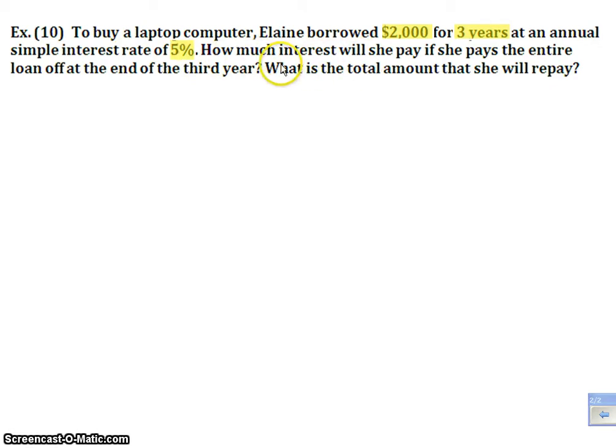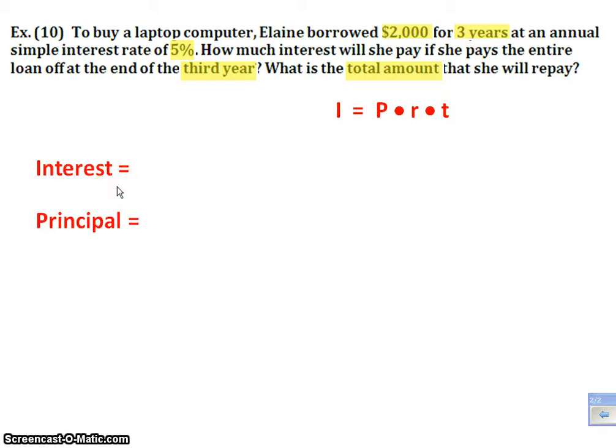How much interest will she pay if she pays the entire loan off at the end of the 3rd year? So 3rd year would be our time. We're also asked, what is the total amount that she will repay? Now remember, IPRT. We're going to use IPRT to solve this problem. So, on your paper, please write down these terms. Interest equals, principal equals, rate equals, and time in years equals.